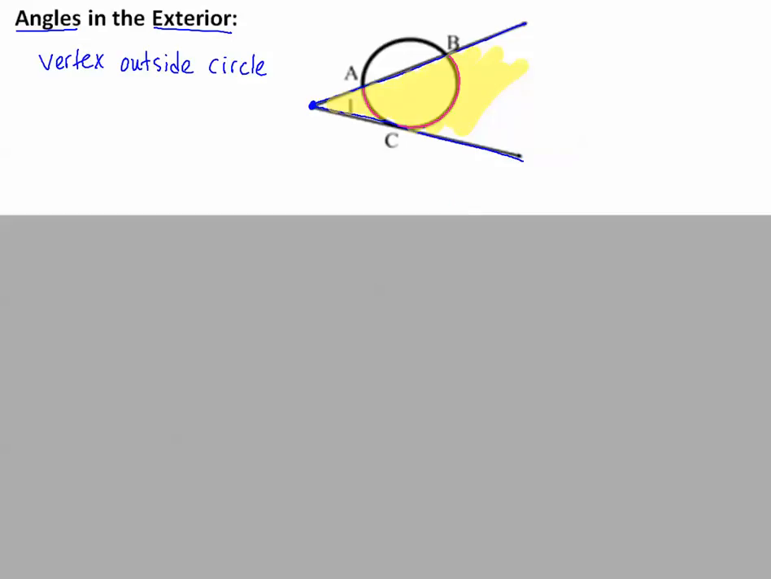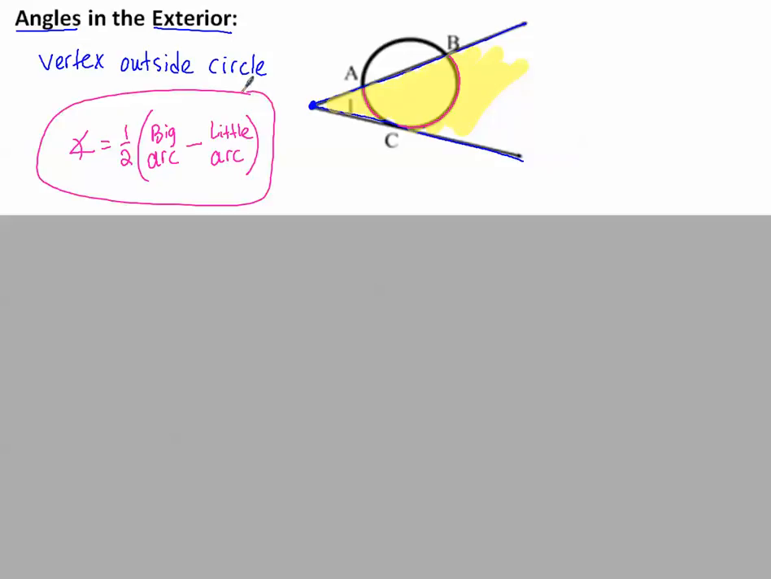This time, we say that the angle is half of big arc minus little arc. And we memorize that. Why big minus little? Because we want a positive measure for the angle. So in this picture, the measure of angle 1 is equal to half of the bigger arc, this one that's farther away, BC minus the closer one, AC.